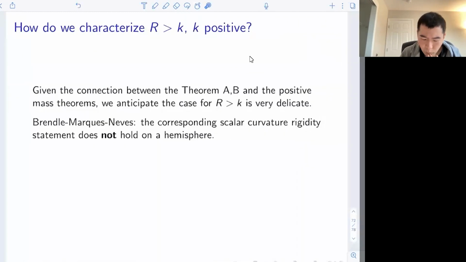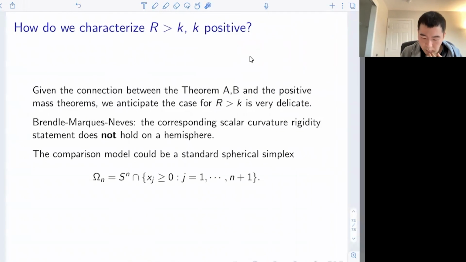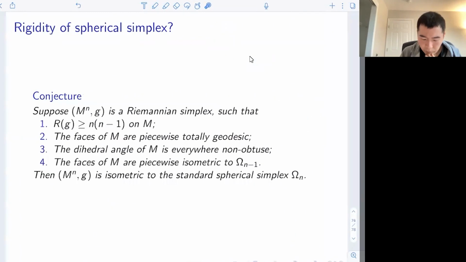Basically, Brendle-Marques-Neves says that the corresponding scalar curvature rigidity statement on a hemisphere does not hold. So one way to make the comparison work would be to look at the standard spherical simplex, namely the intersection of the sphere with the ambient coordinates being non-negative.